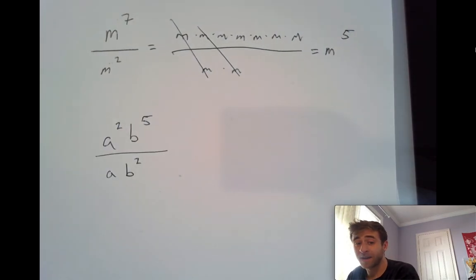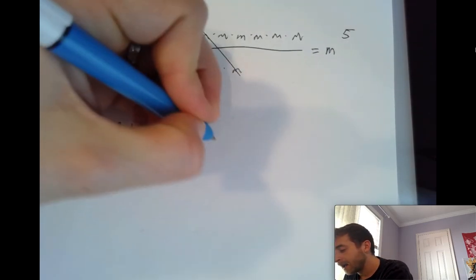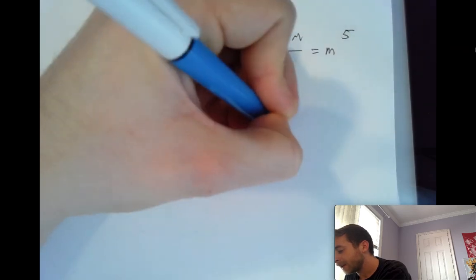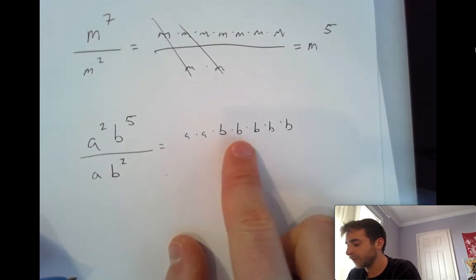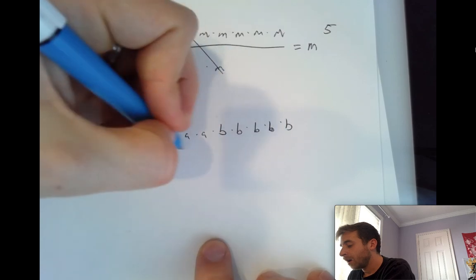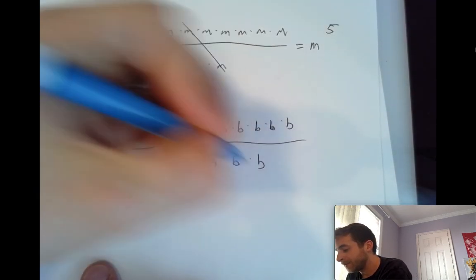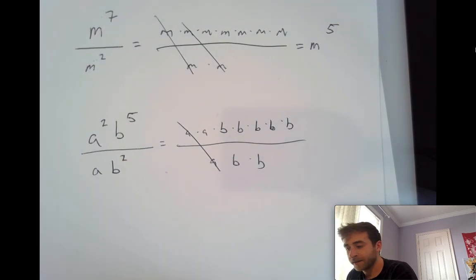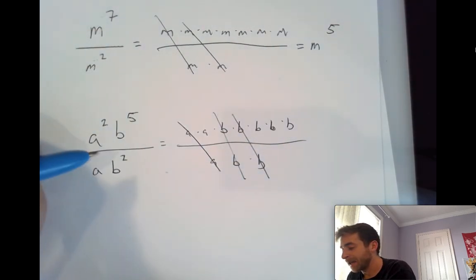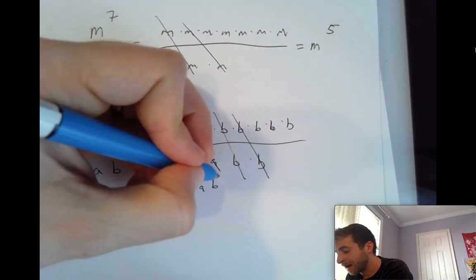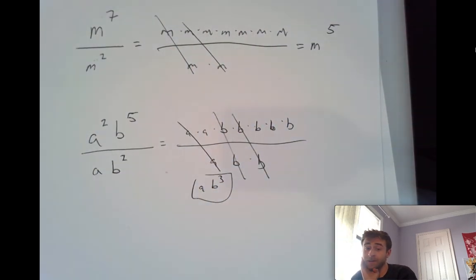If I break this down, this is going to become a times a and b times b times b times b times b. 1, 2, 3, 4, 5 b's. All over a single a, because that's all that's there, and b times b. This a will cancel with that a. This b with that b with that b. See what's left. An a, 1, 2, 3, b to the power of 3. That would be our solution.